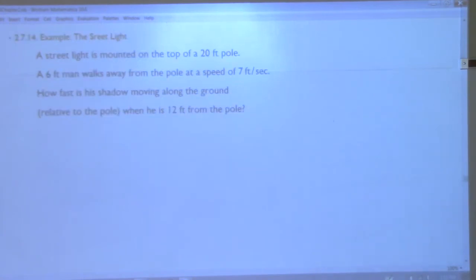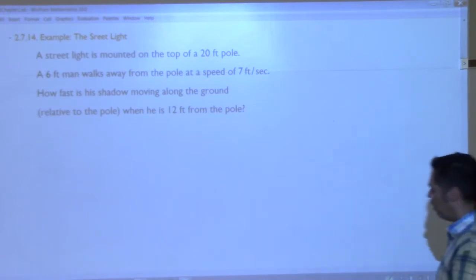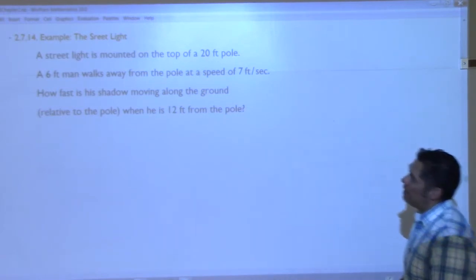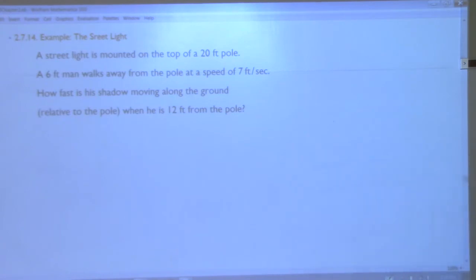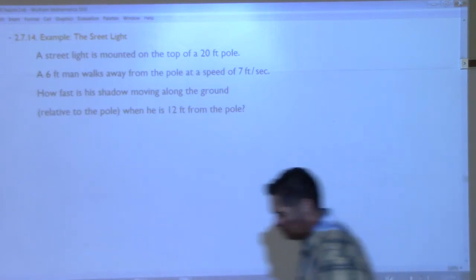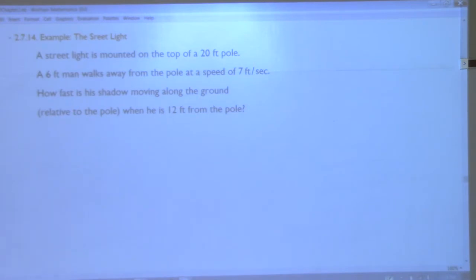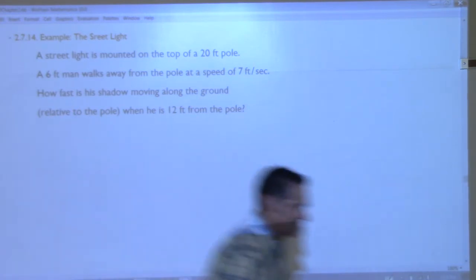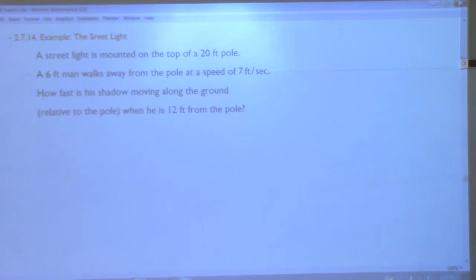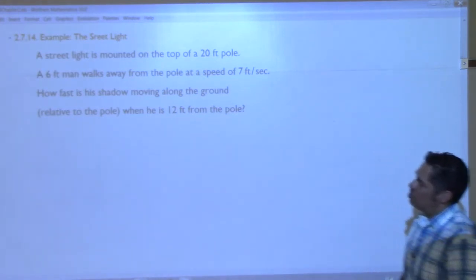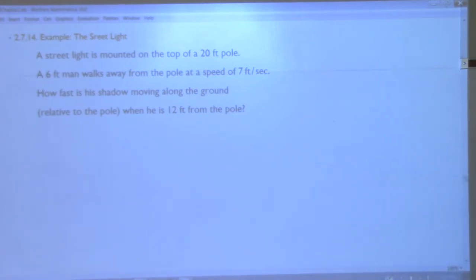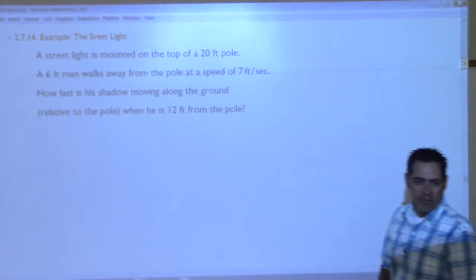Can you all read that? A street light is mounted on top of a 20-foot pole. A 6-foot man walks away from the pole at a speed of 7 feet per second. Is that pretty fast? Maybe he's very consciously walking away from the pole. How fast is his shadow moving along the ground relative to the pole? Exactly at the moment he's 12 feet from the pole.